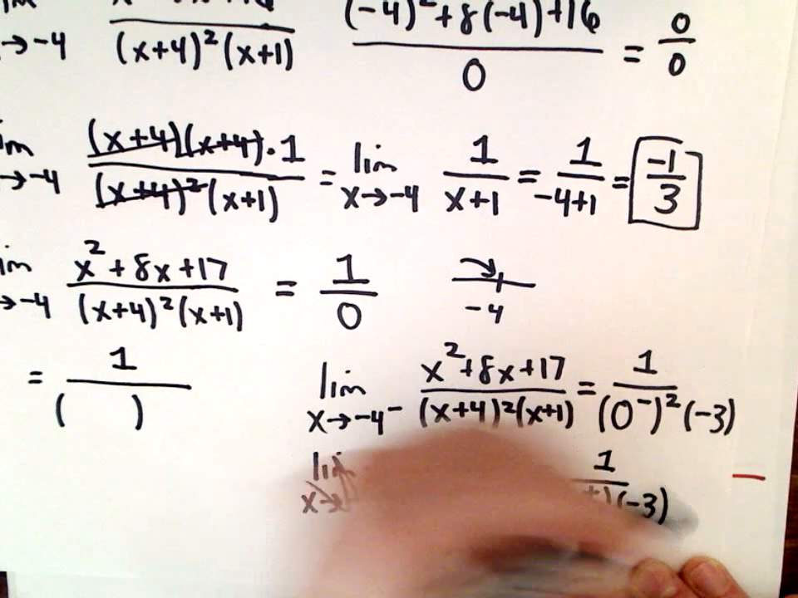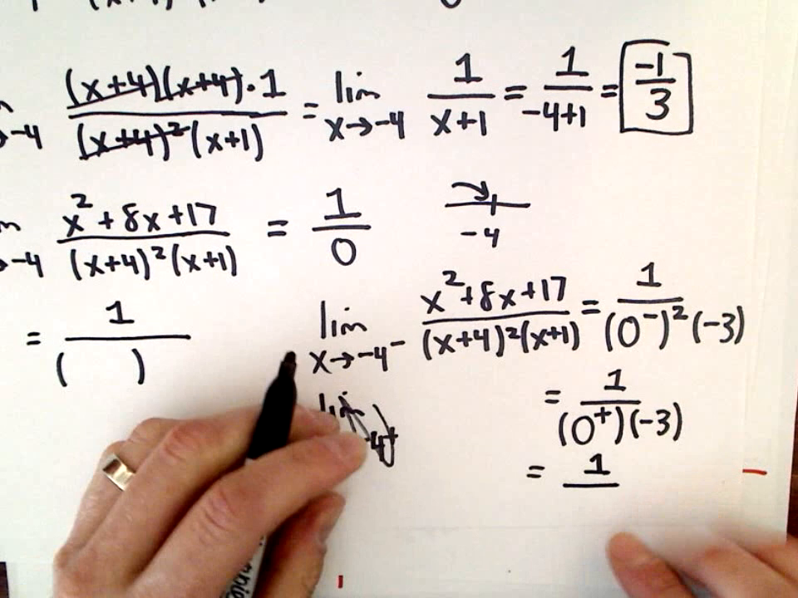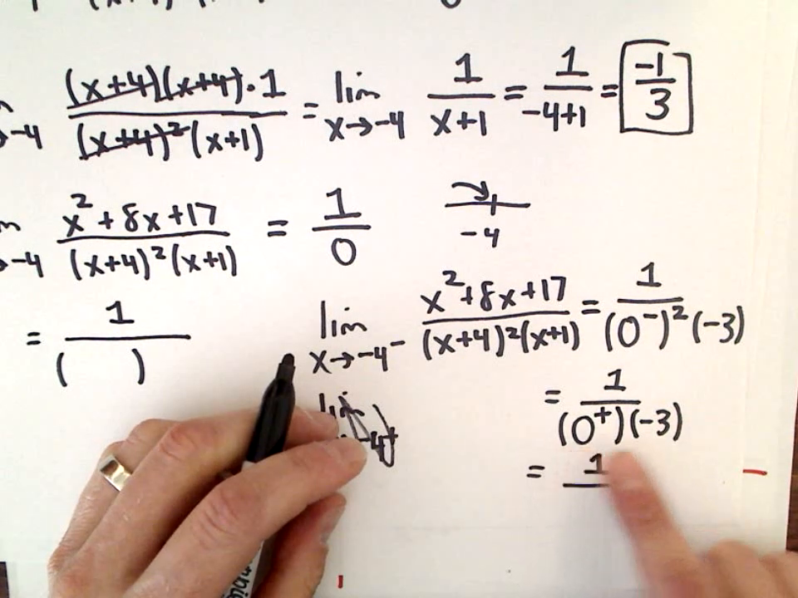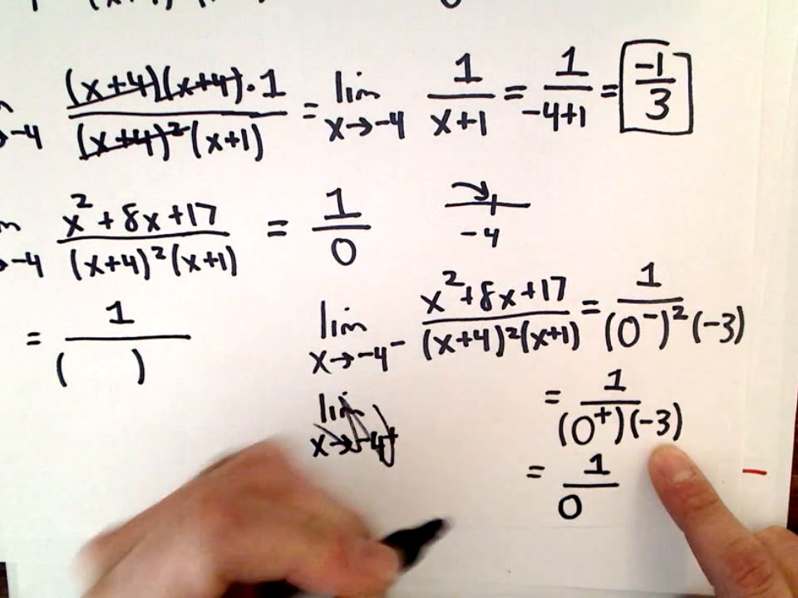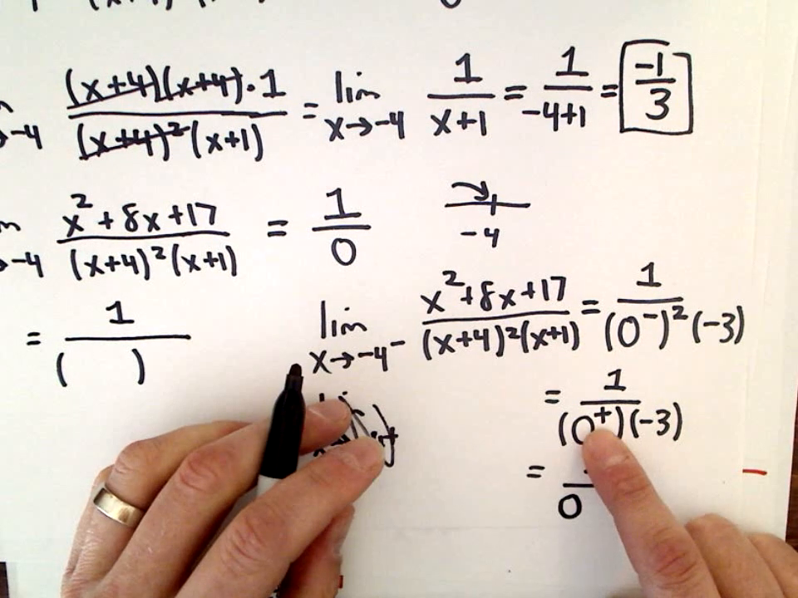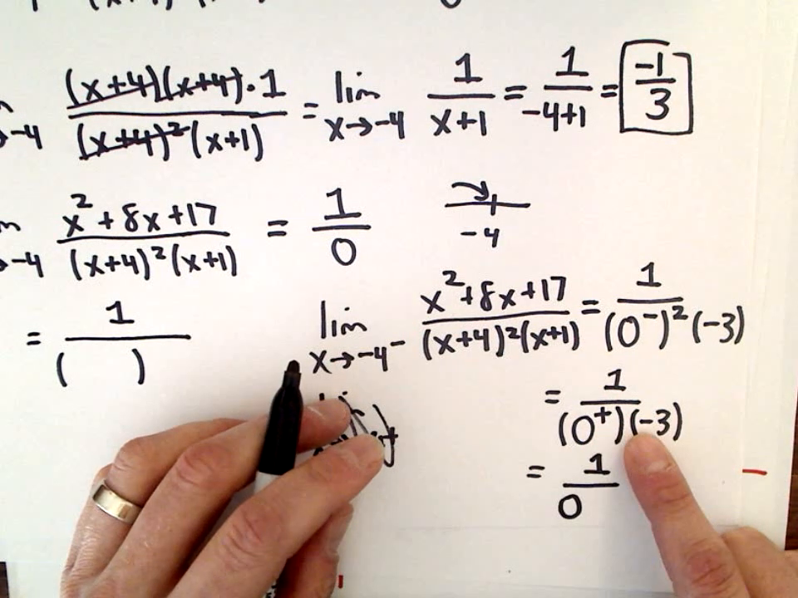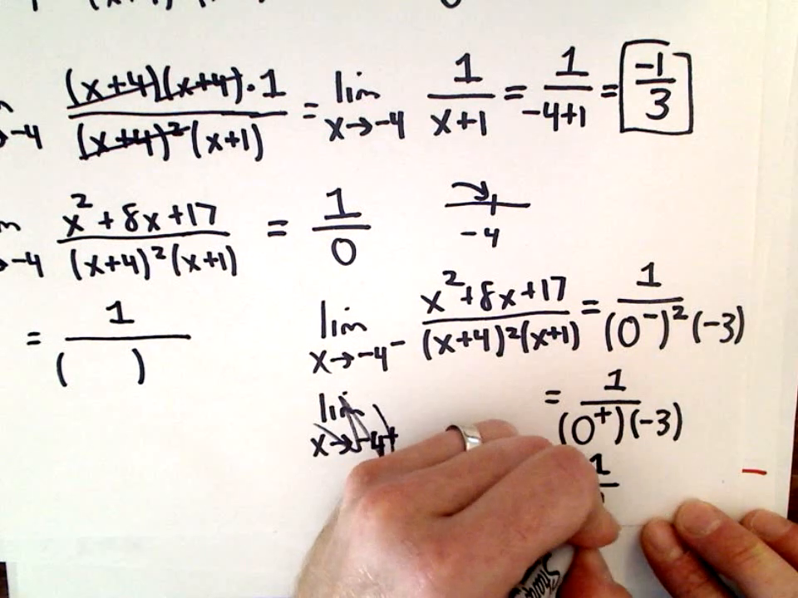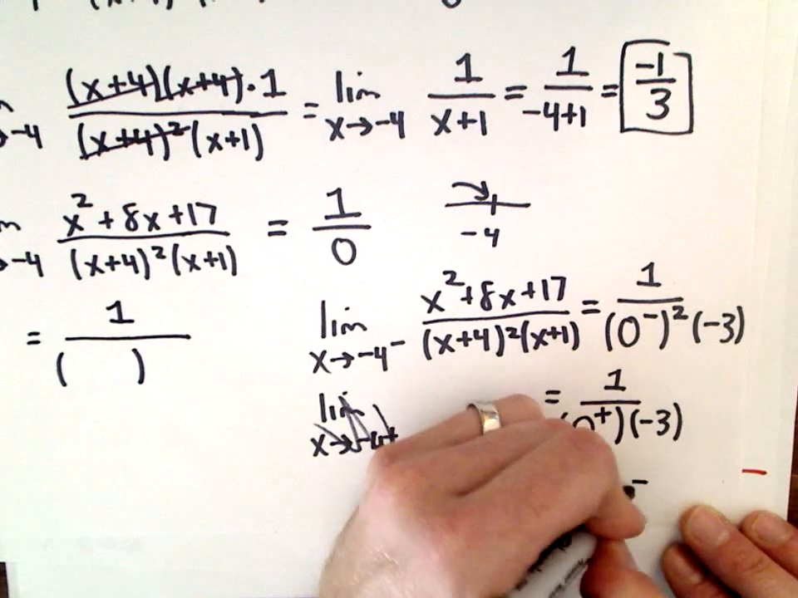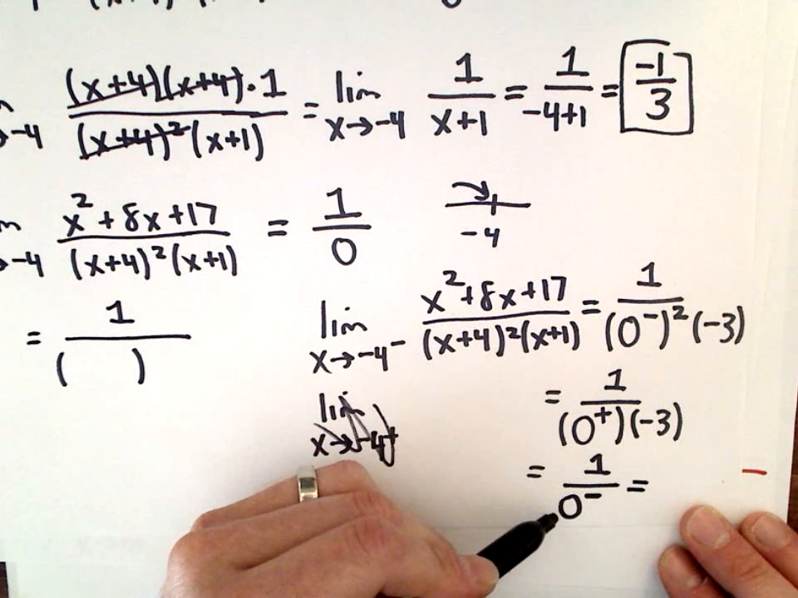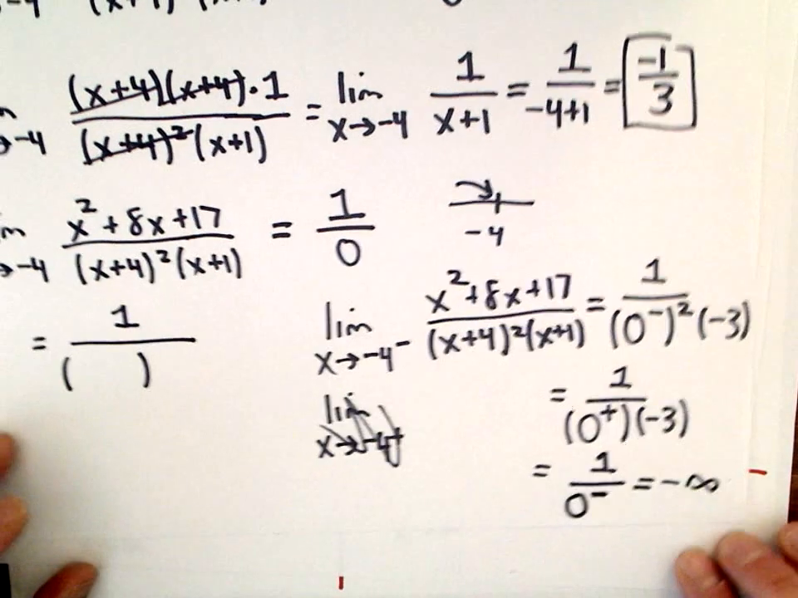Still multiplied by negative 3. Okay, so now we have to think one more time. I've got a number that's getting close to 0 multiplied by negative 3. Well, it's still going to be close to 0. Originally, it's positive. Okay, it's going to be a positive number close to 0. If I multiply that by negative 3, it's actually going to be a number close to 0, but it's going to be negative. If I take 1 and divide it by a number that's close to 0 but is negative, that's going to be negative infinity.